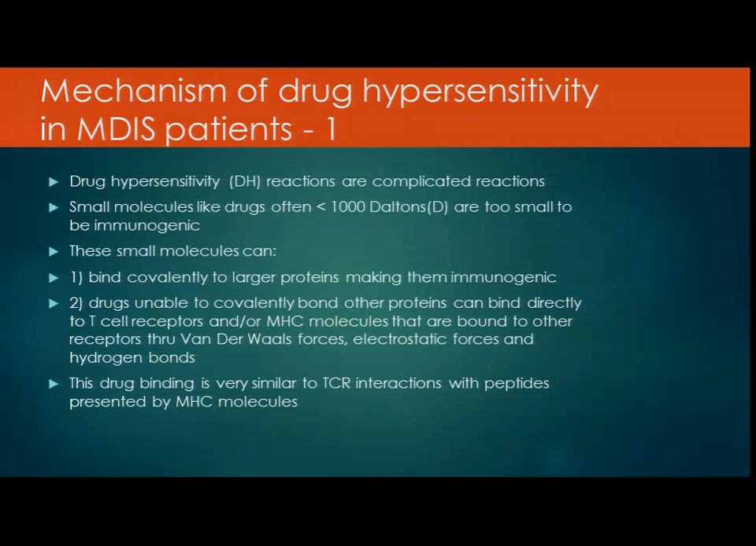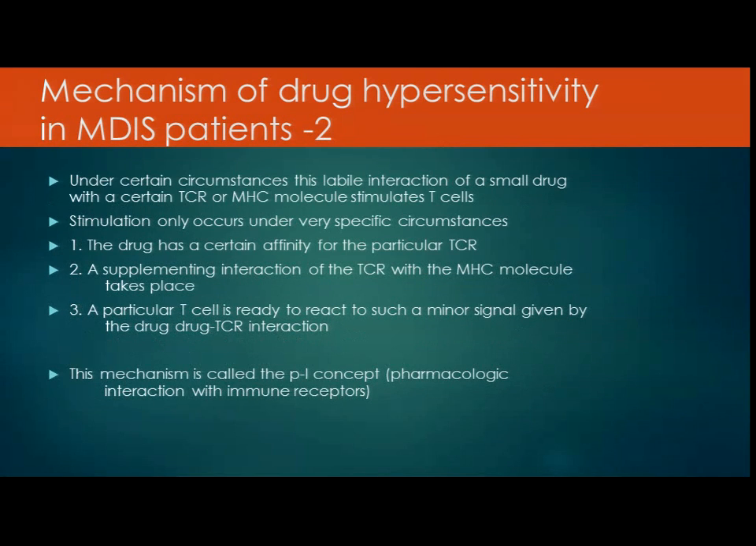And this drug binding that they've been able to see on mass spectrometry is actually very similar to the way molecules bind into MHC receptors. It's the same receptor binding characteristics. So if you look at this, under certain circumstances, this is a very labile interaction of a small drug with a T-cell receptor or an MHC molecule, and stimulation only occurs under certain circumstances. First, the drug involved has to have a certain affinity for the particular T-cell receptor. Second, there's a supplementing interaction of the T-cell receptor with an MHC molecule which takes place, and this usually is in the form of another drug in the system or an infection at the same time. And the third is that the T-cell has to be ready to react to a minor signal, because if it doesn't, then there's not going to be enough evolution of the signal to cause a reaction. And this is what they refer to as the pharmacologic interaction with immune receptors.